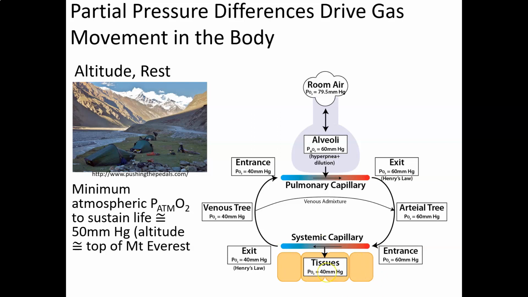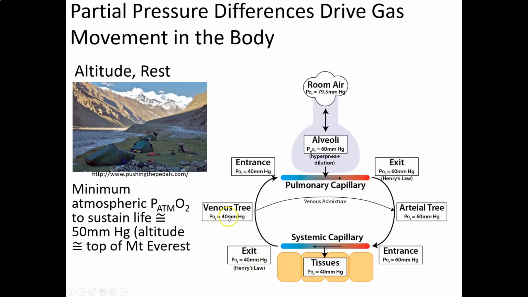We're just going to say, okay, if you're resting at altitude, it's not any different to sit in a chair at altitude and do nothing than it is to sit at home and do nothing, right? So it's like at sea level. So the tissue partial pressure is similar. And then because of Henry's law, it exits. So the tissue is going to be 40. It exits at 40, right?